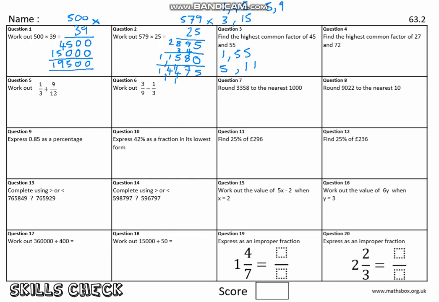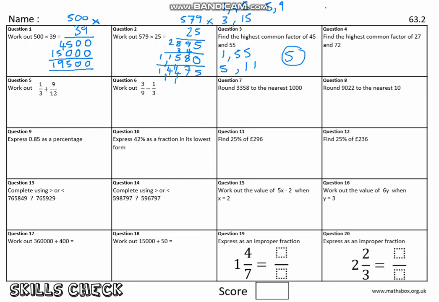So we can now look at our list and see what is the highest number that appears in both. Well, it's 5, isn't it? So 5 is the highest common factor of 45 and 55. Okay, so the next two numbers that we've got to find the highest common factor of are 27 and 72.